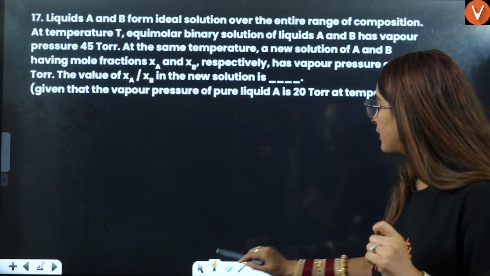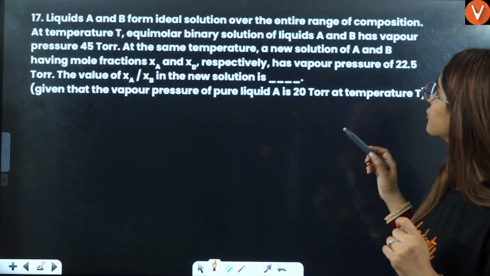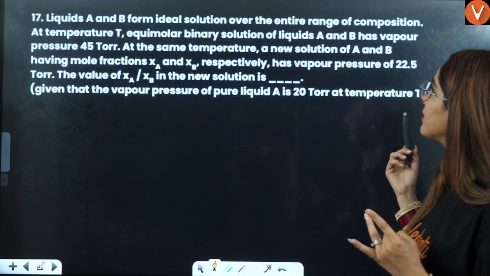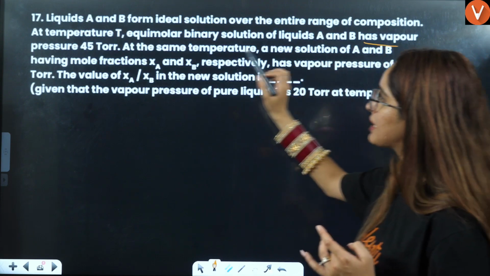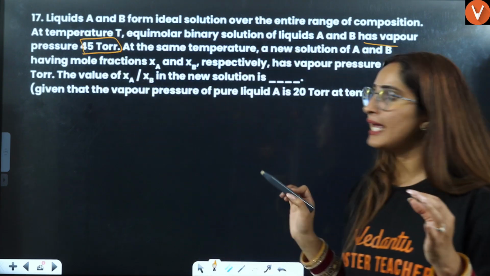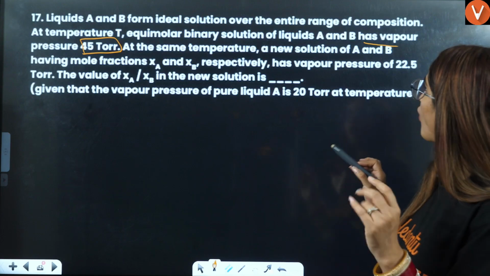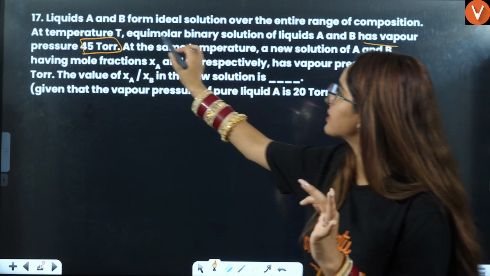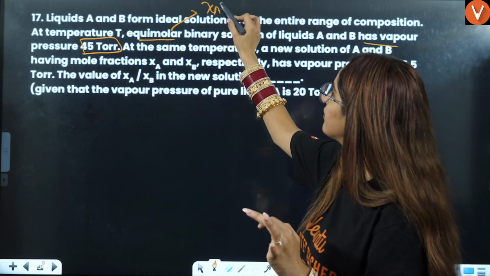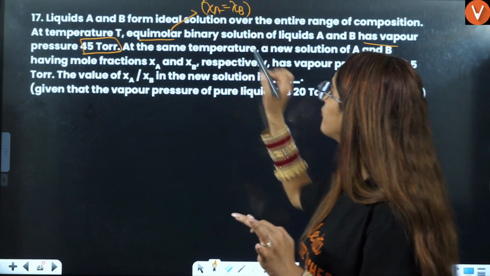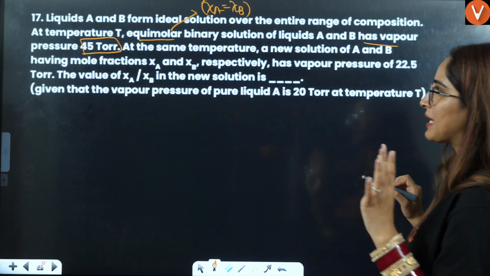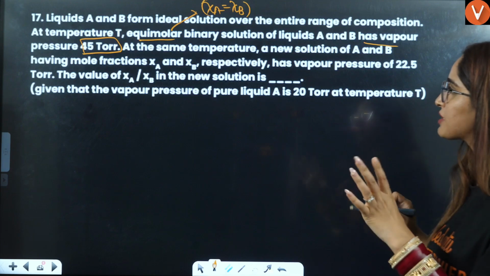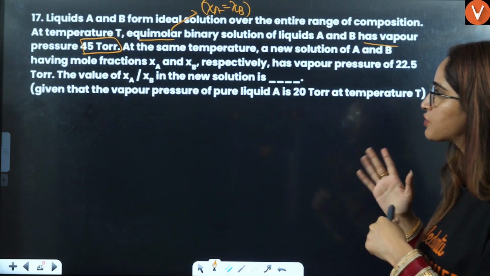Next is, liquid A and liquid B form an ideal solution over the entire range of composition at temperature T. An equimolar binary solution of liquid A and B has vapor pressure 45 torr. See, they have given you two liquids A and B over the entire range of composition. Equimolar means the mole fraction of A is equal to the mole fraction of B. It has vapor pressure 45. That means the total vapor pressure PT at that point is 45.